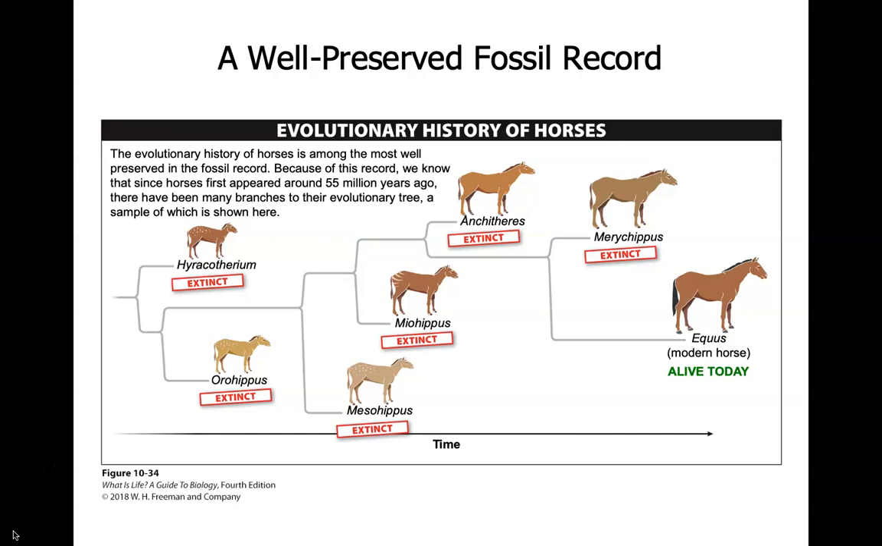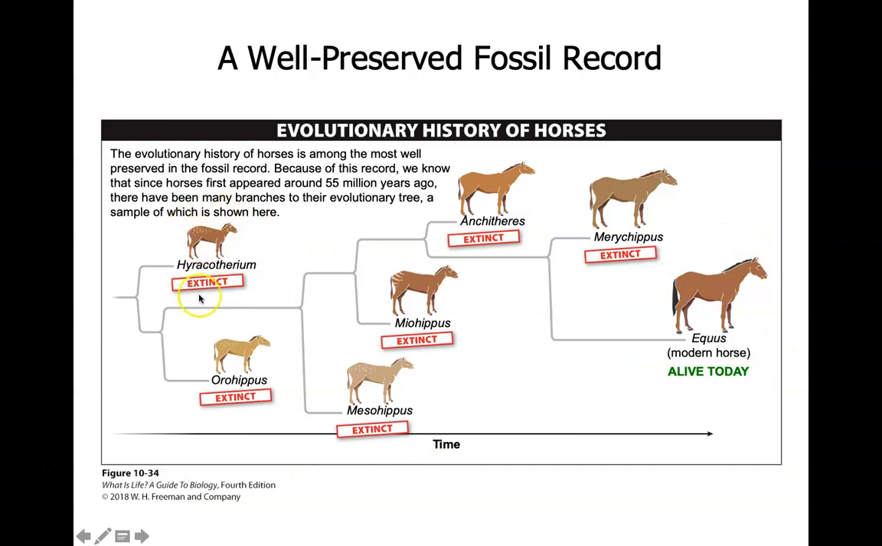Now, as an example of a well-preserved fossil record, we have the history of horses in North America. Based on the fossil record, we know that horse-like animals first appeared about 55 million years ago. And then you can follow those horses and look at the different structures, the fossils that were left from these organisms, and you can trace an evolutionary history or evolutionary tree to get to the modern horse today.